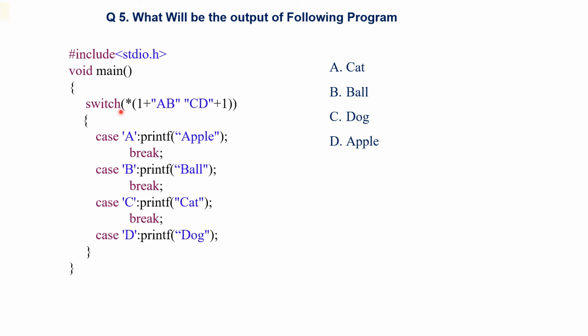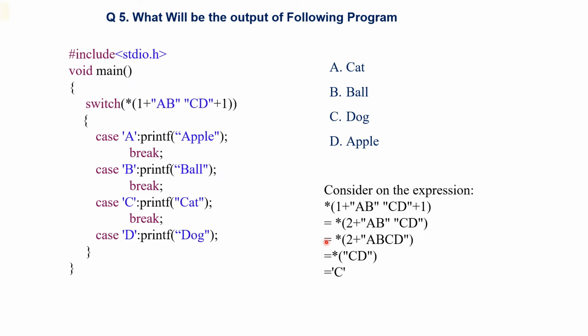So firstly, here a switch statement is there where the switch expression is *(1 + "AB" "CD" + 1). While executing the switch statement, firstly this switch expression will be evaluated, and after that the value will be compared with the case values. So firstly, let us see how this expression is going to be calculated. Consider the expression: *(1 + "AB" "CD" + 1).